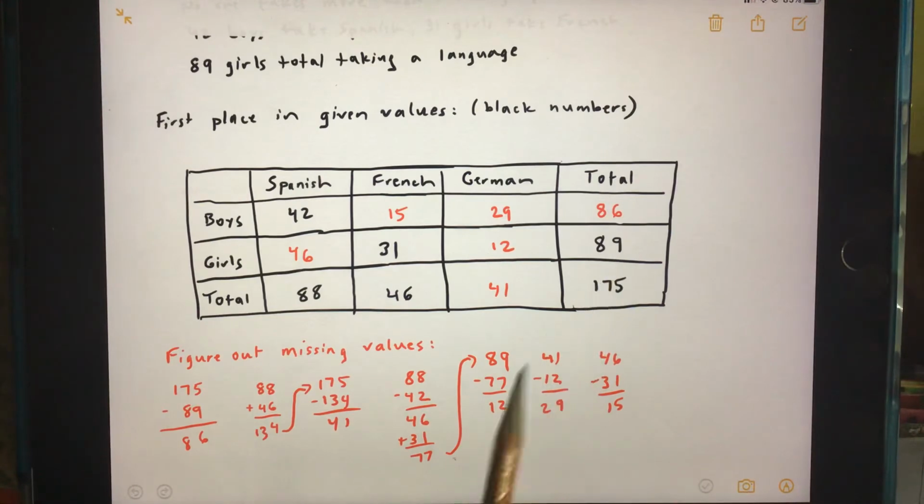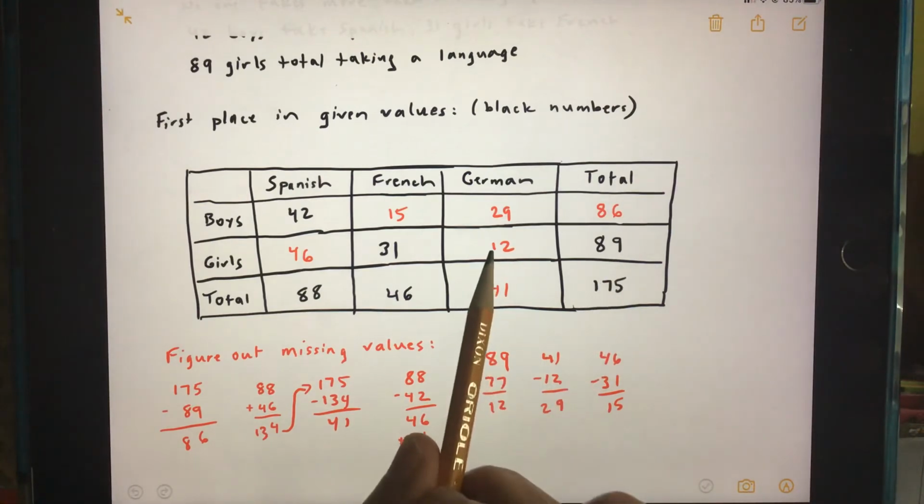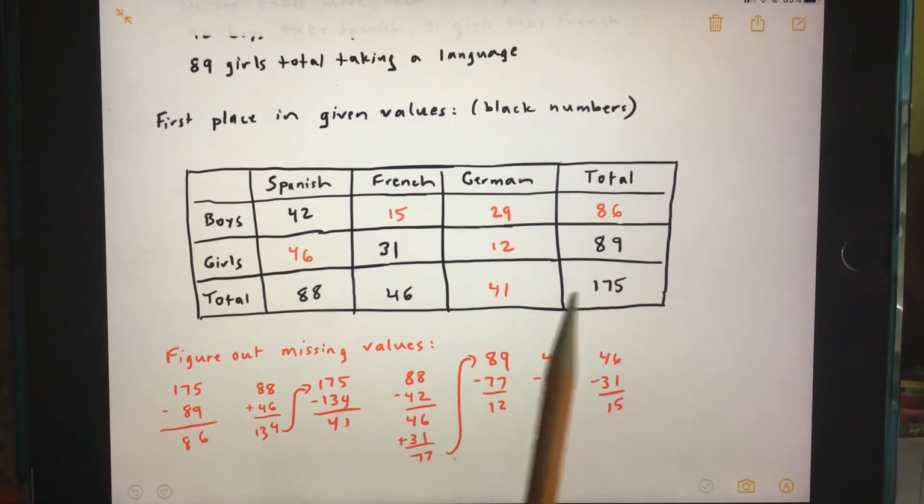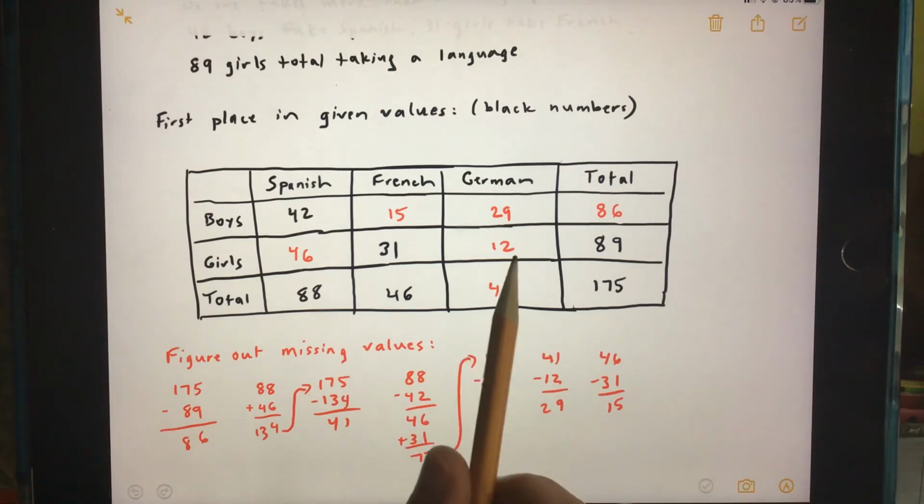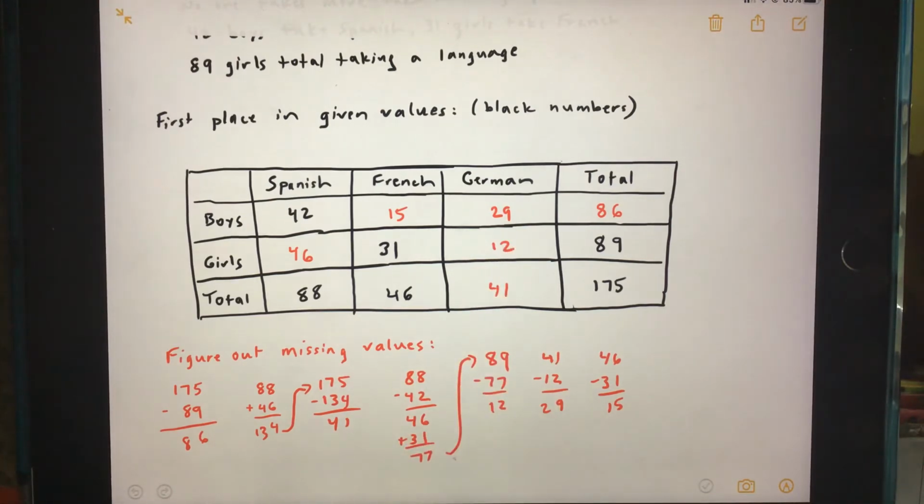So these two together make 77. Subtract that off of 89. That's what I'm doing here. And I find that that has to be 12. So I know now I have 41 here, I have 12 here. I've already worked those out. Let's go ahead and figure out my next step.